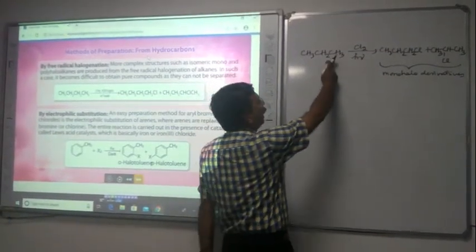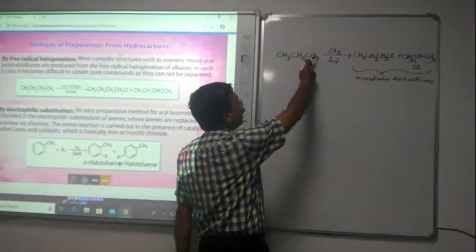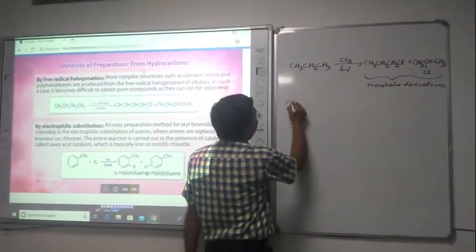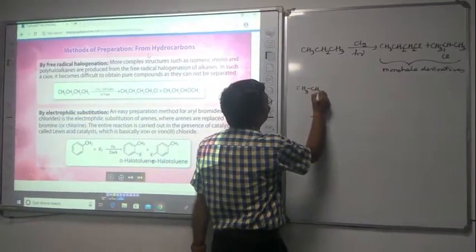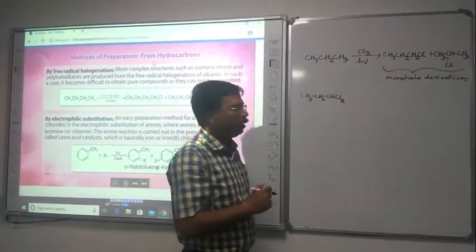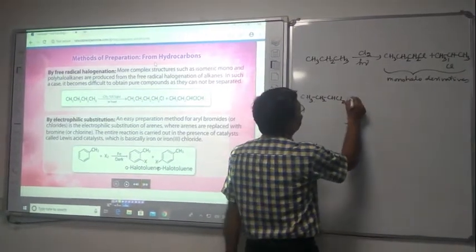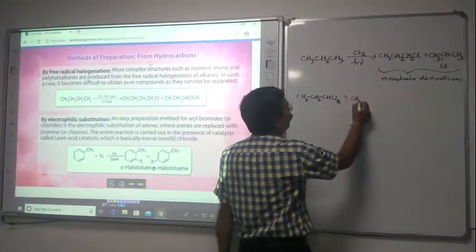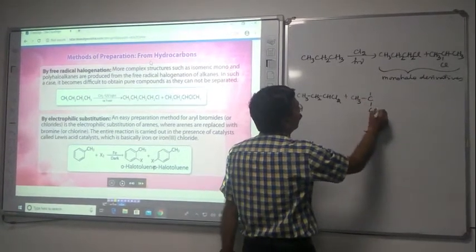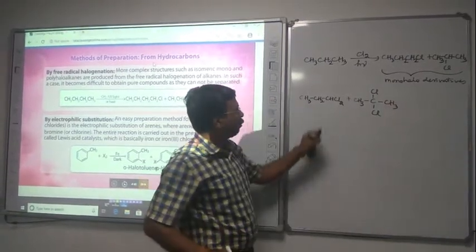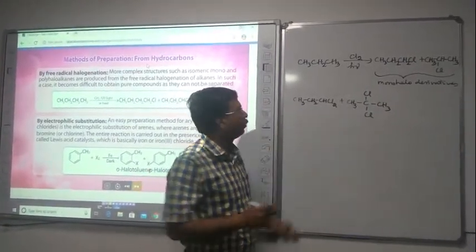First one, both the hydrogen atoms of any terminal carbon are replaced by halogen. So you can get CH3 CH2 CHCl2. This is 1,1 dichloropropane. This is the first possibility. Second one is, let us say, from this middle carbon both the hydrogen atoms are replaced by chlorine. So we can also get 2,2 dichloropropane. I got 1,1 dichloro, then 2,2 dichloro.